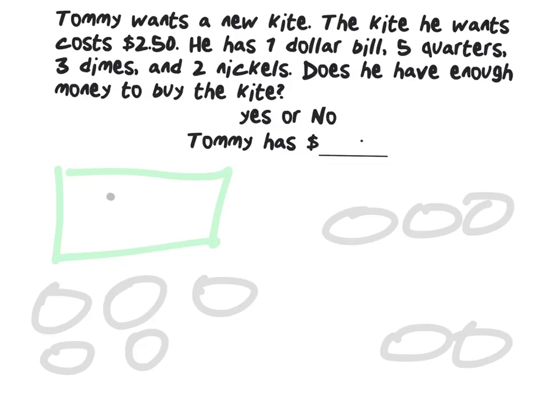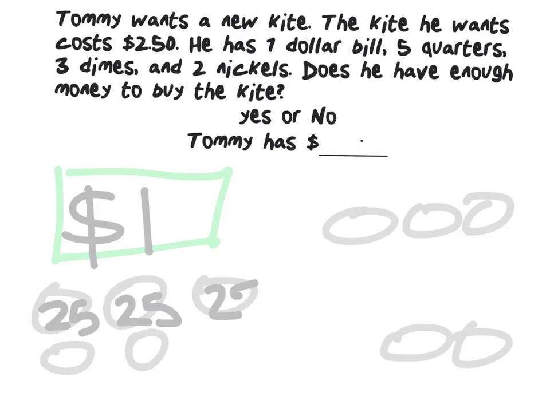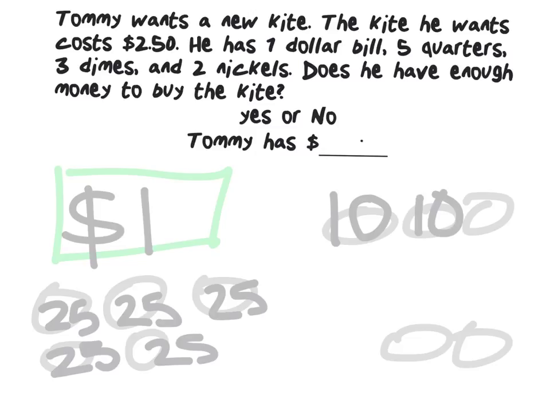So $1, and then I am going to label this 25, 25, 25. And we know that the dimes are worth 10 cents each. So 10, 10, and 10. And then 2 nickels are going to be worth 5 cents each. All right, so in order to get to $2.50, we know that we already have $1, so we're only going to need $1.50 in change.